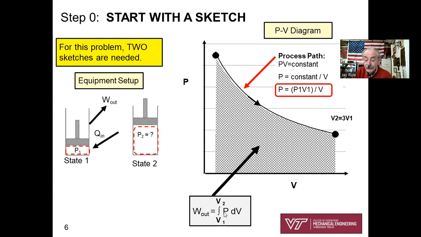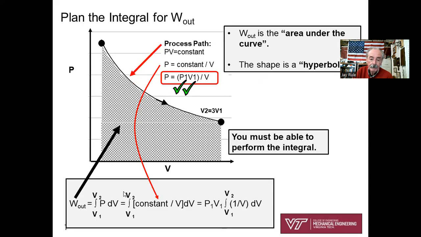So the work is the integral of P dV. You see, it's going to be a positive number because you're integrating left to right, state 1 to state 2. I've shown the hyperbolic process path along with an arrow. Okay, and now we can plan for the integral. Area under the curve. I got that part. P1, V1, I've got both of those.